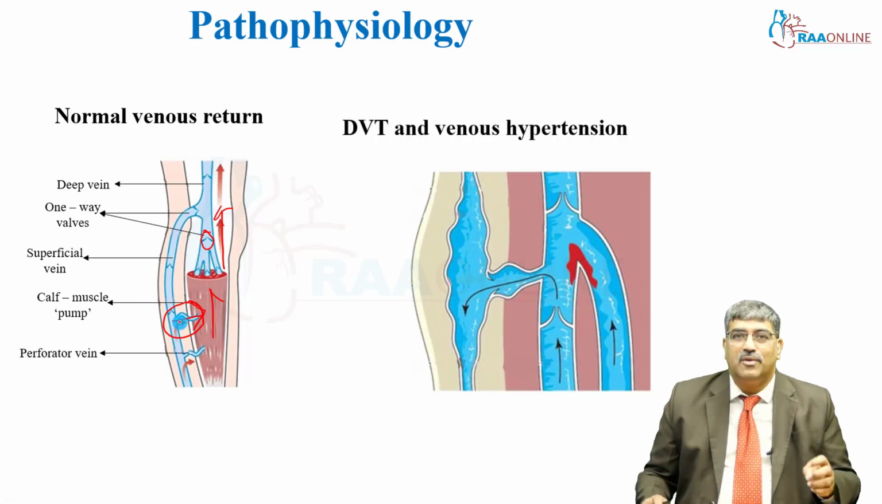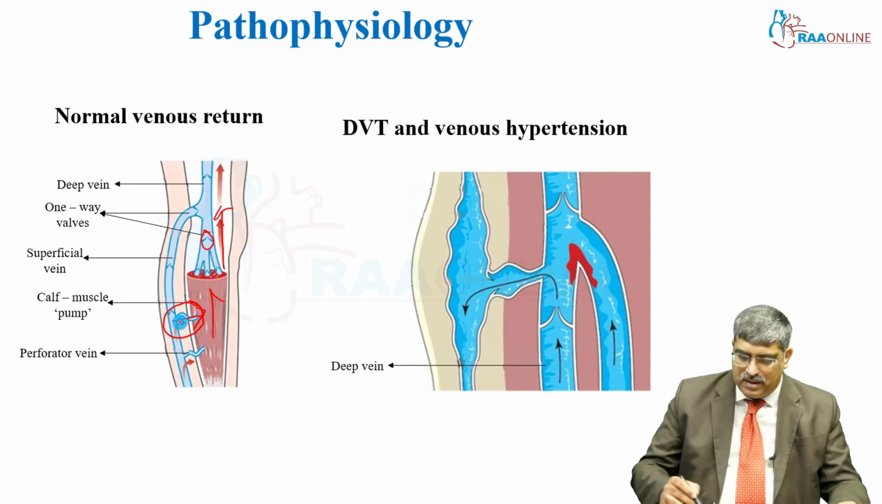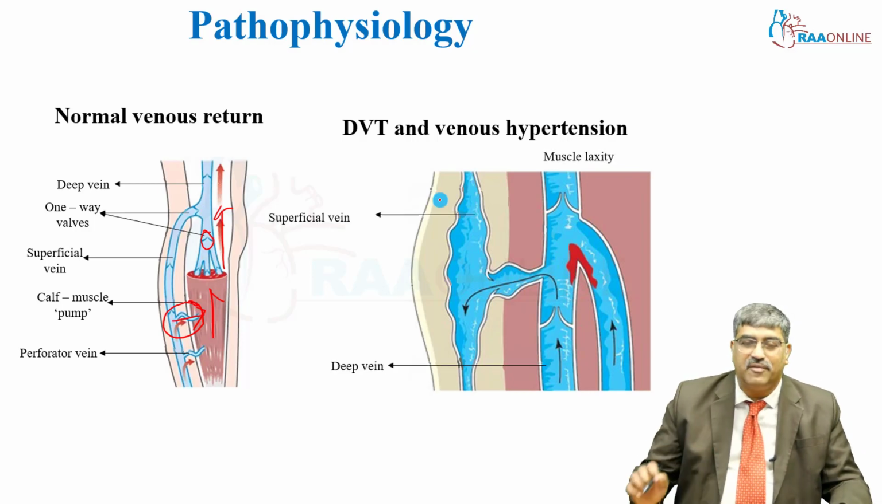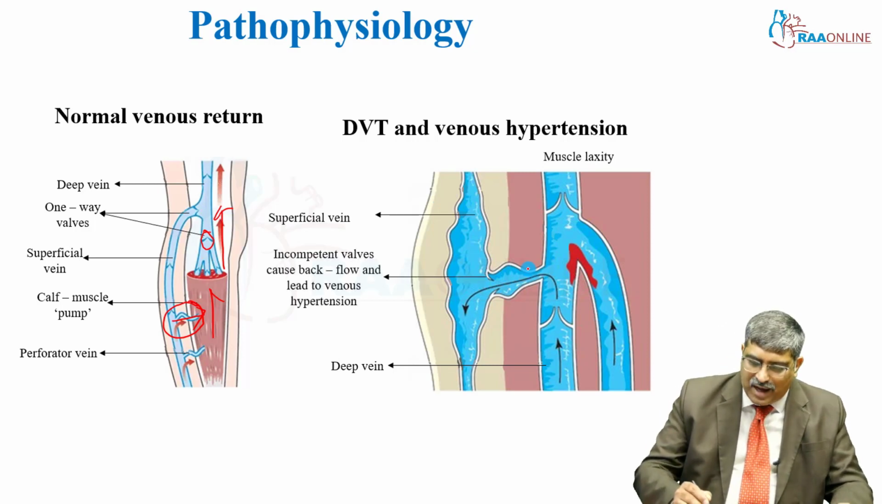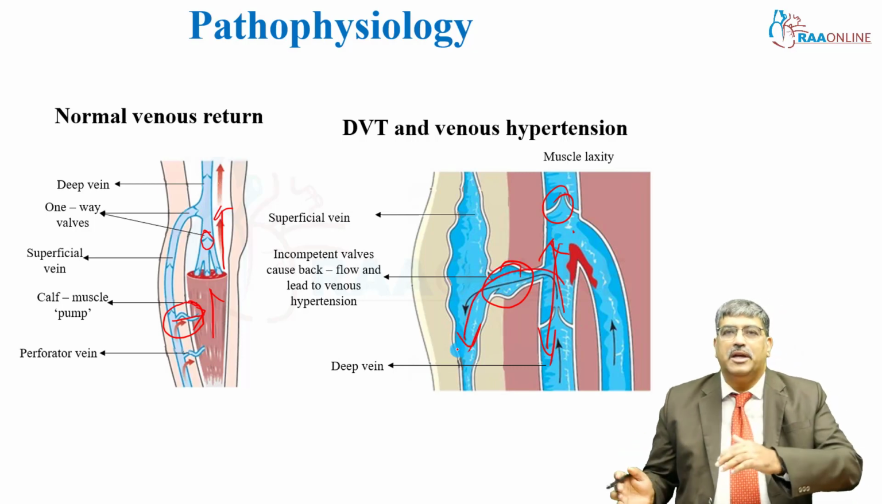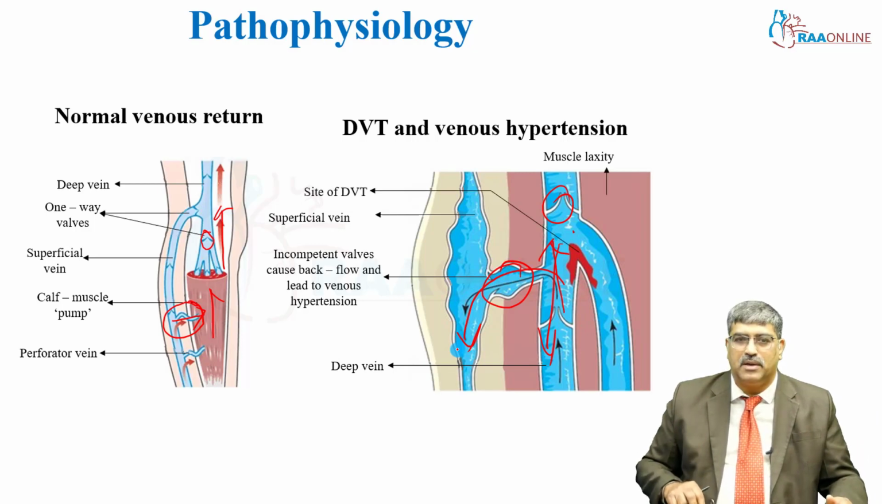Now, coming to deep vein thrombosis. How does deep vein thrombosis happen? Here, the deep vein is there and the superficial vein is there. The first thing which happens is your valve becoming incompetent. Instead of blood flowing from the proximal to the distal part, the blood comes back and goes from the deep to the superficial vein because your valve is incompetent.